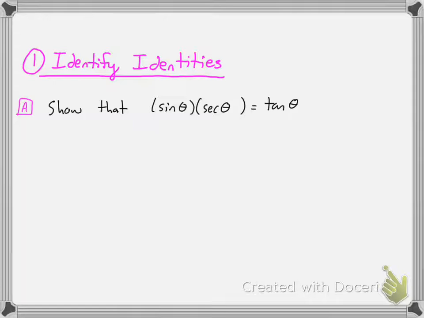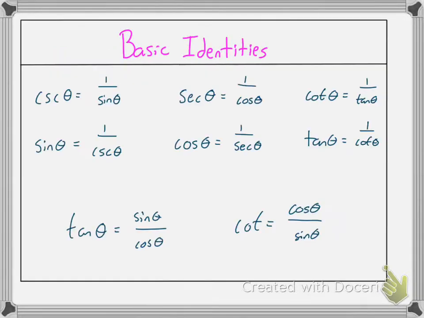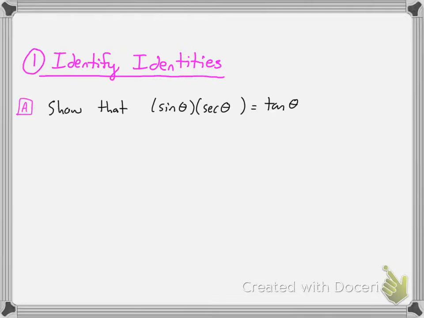In the first example, I want to show that the sine of theta times secant of theta is equal to the tangent of theta. So I'm looking at what I have on the left, and I want to prove that it matches up to what I have on the right. Right now, the left and right side of that equation don't look equivalent, but if I rewrite everything using these basic identities, that's my goal. So I'm going to rewrite stuff using these 8 identities that I see here, and I'm going to see if I can get the left and right side to match up.